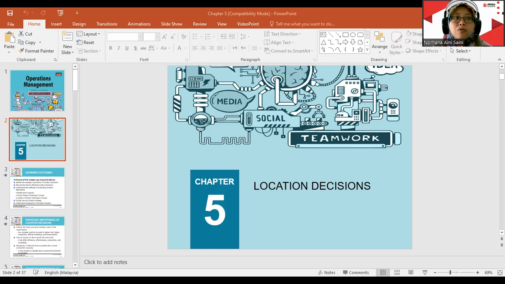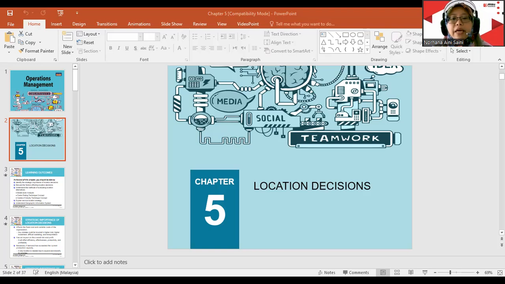If you have your office layout, make sure it is the office layout, not the warehouse layout, for example. Why? Because it is very easy for the employees, for the workers, to perform their job. Then number 2, we have reduced bottleneck in moving people or material.